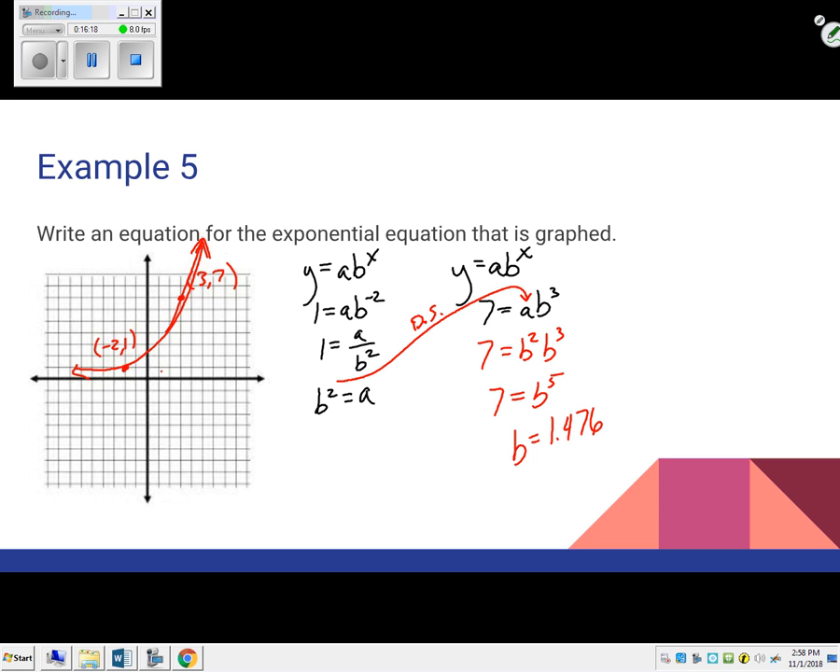Again, excuse my arrows, but now that I know b, look how much easier it is going to be to find a, because a is simply defined as whatever b is squared. So I'm going to take that answer I just got, 1.476, and square it. And so 2.179. I got pretty close on there. I wasn't that far off. That's my A.